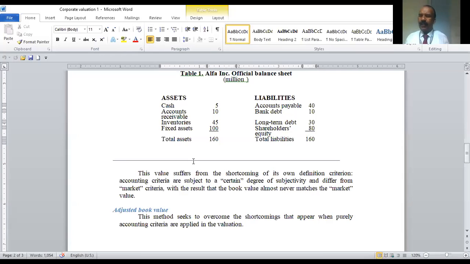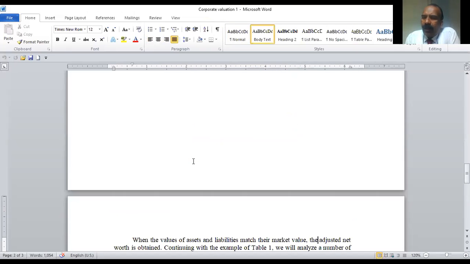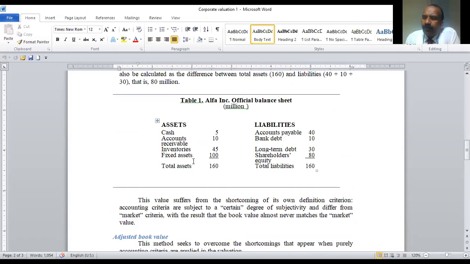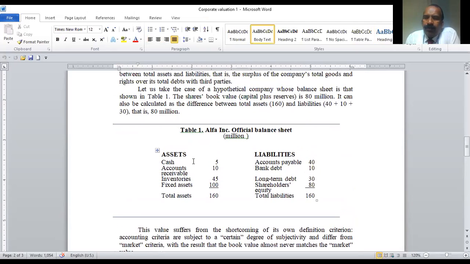So two ways we can calculate. One is total assets minus external liability, or you just add only the capital plus reserves and surplus. So 160 minus 80, or you take 80 alone. That is also known as the net asset value of a company, or value based on the balance sheet of a company. Any method you can use to calculate. Got it? Any clarification regarding this? No, sir. Clear, sir.